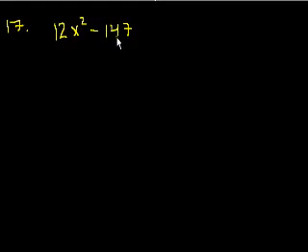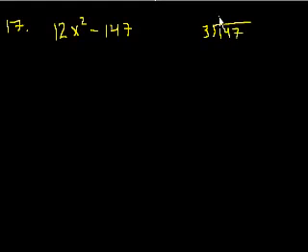1 plus 4 is 5. 5 plus 7 is 12. And 12 is divisible by 3, and I don't know if you've seen that before. You just add up the digits, and if that is divisible by 3, then the number is divisible by 3. So 147 is divisible by 3. Let's see what it is.